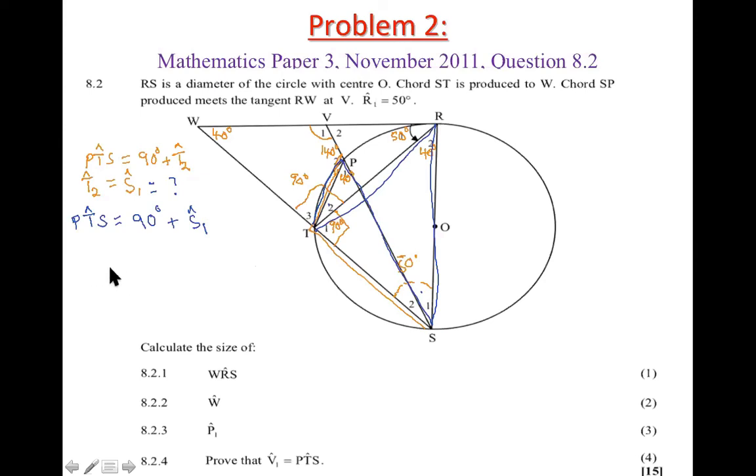Okay, so then from here we can say that our V1 is equal to 90 degrees plus S1. The reason for that would be it's an exterior angle of a triangle. Okay, let's see, which triangle are we talking about? It's triangle VRS.